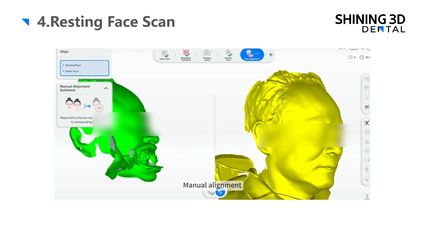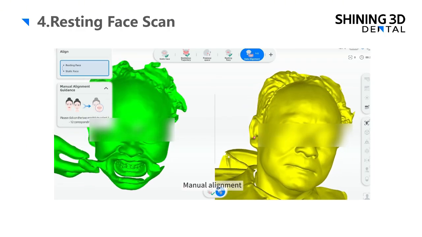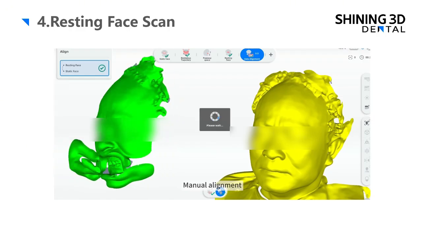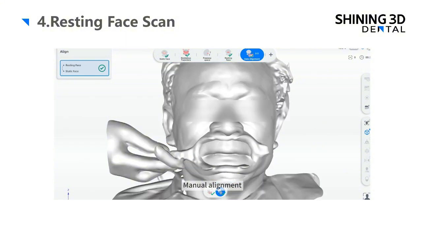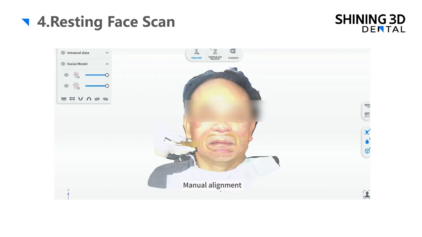Before we set the coordinate system, we still need to finish the alignment between two different faces, the face with retractors on and the face without, which means the resting face we just scanned. For this patient, we are using the manual alignment. Normally, the software will do an automatic alignment first, and you can check the alignment quality by turning on the color map or heat map to check the deviation value for this alignment result.